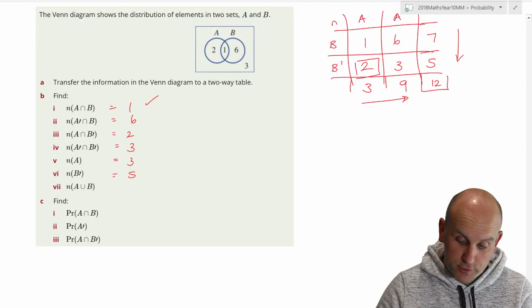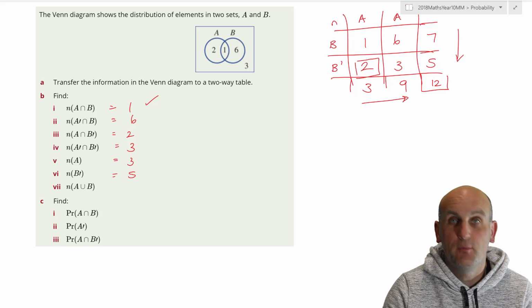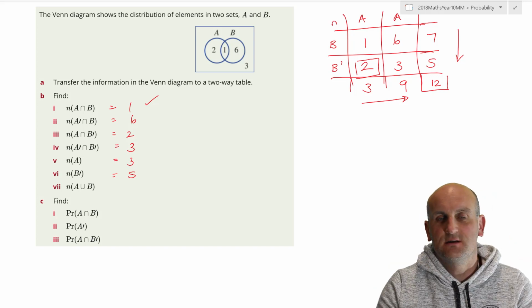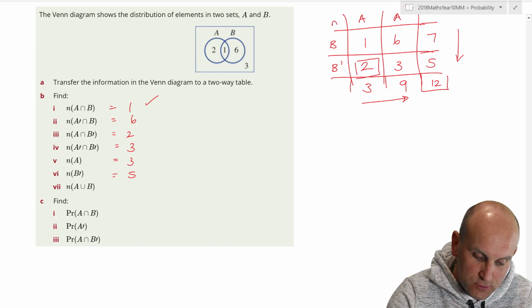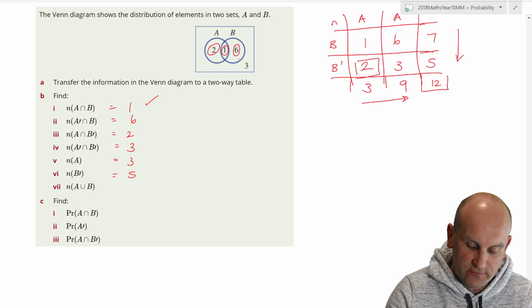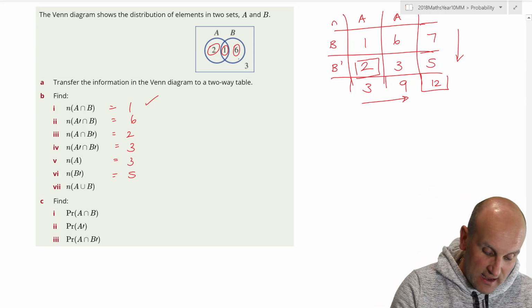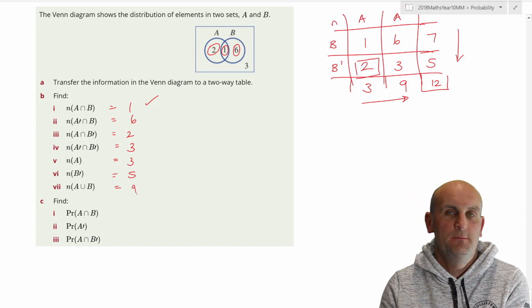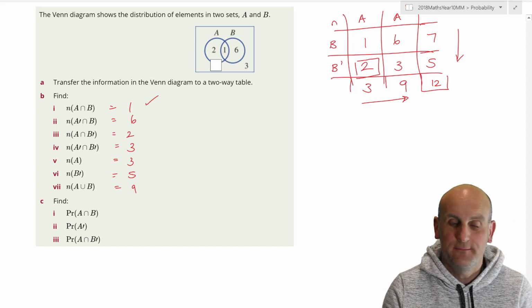And so moving on to the number of A union B. Now remember, we've met union before, and that's where we have all of the things inside A and B added together. So A is 2, 1 and 6. So when I add 2, 1 and 6 together, what do I get? 6, 7, 8, 9. And so the number of elements inside A union B, or A or B, is 9. This stuff is great. All we're doing is adding numbers together.